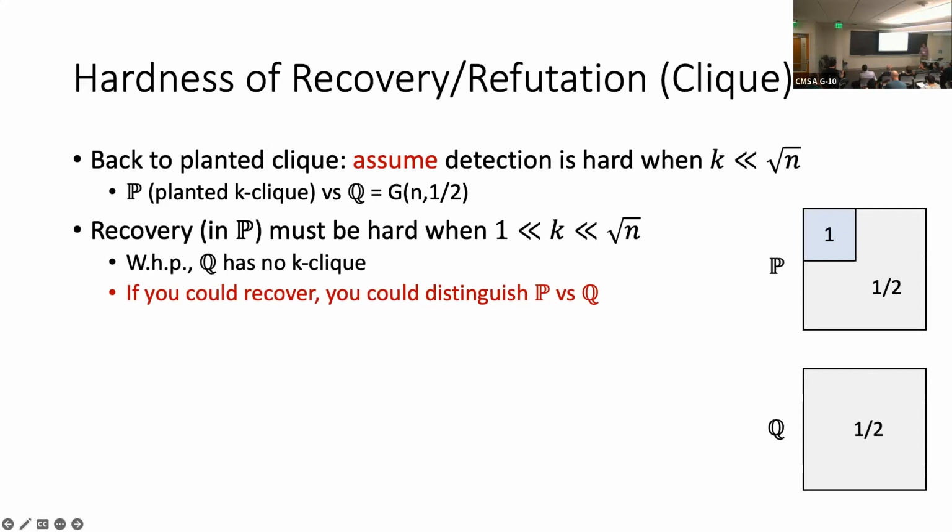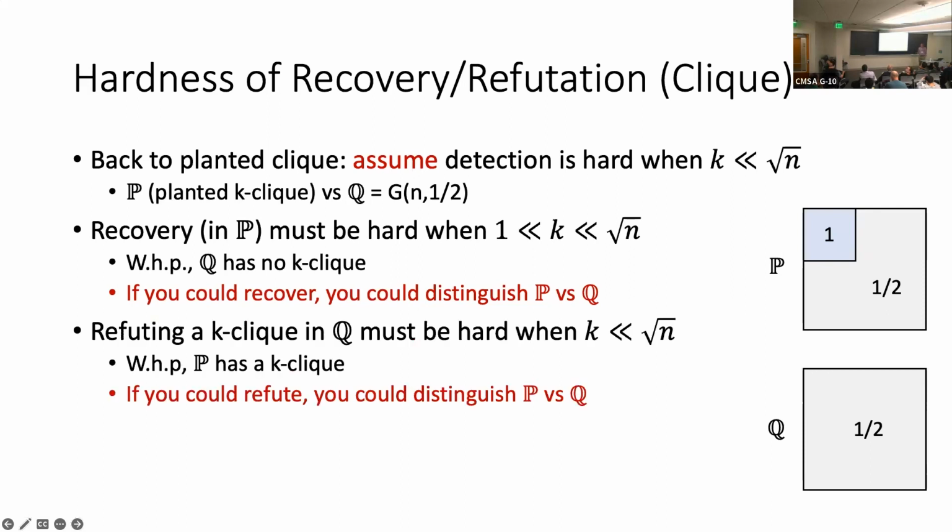K again is strictly larger than log n. Yeah, so I put this one much less than K. That's here because it's important that Q does not have a K clique. Good. Yeah, perfect.